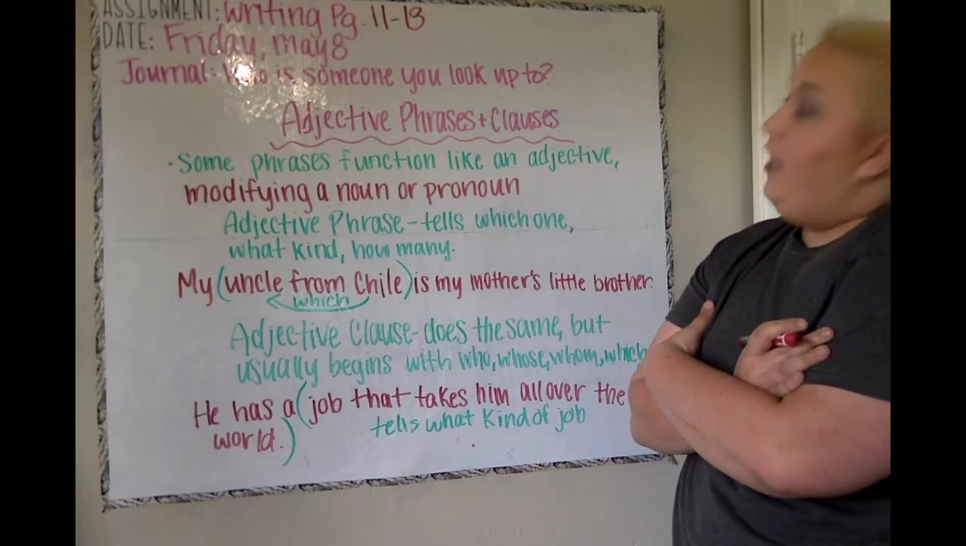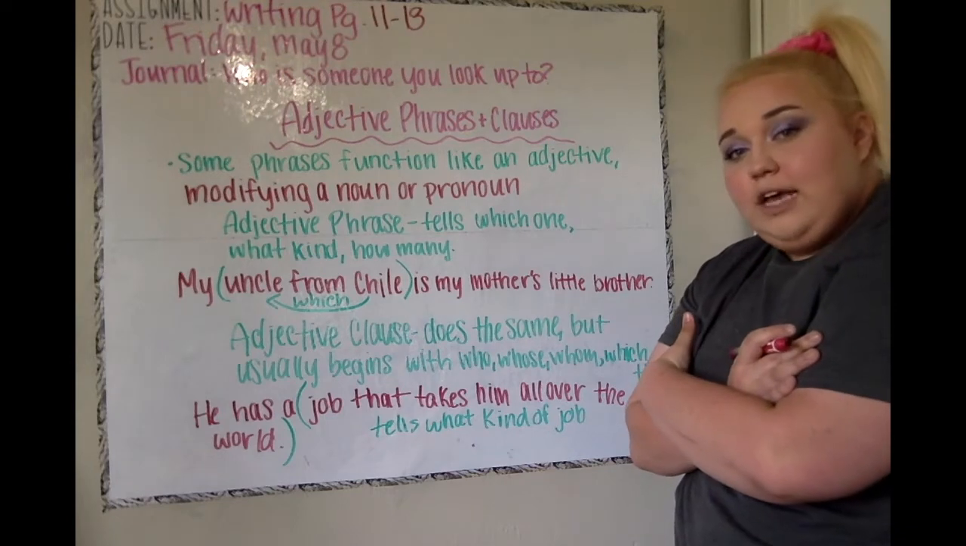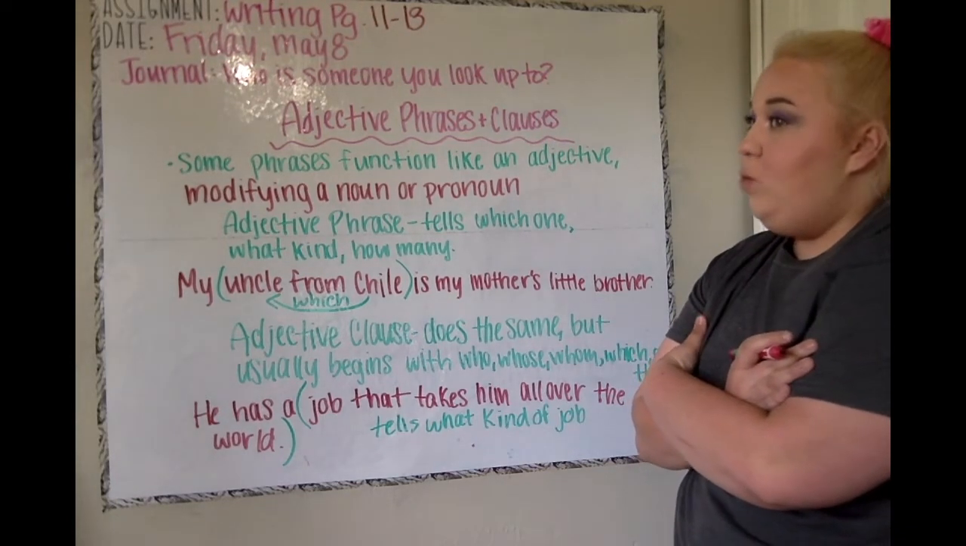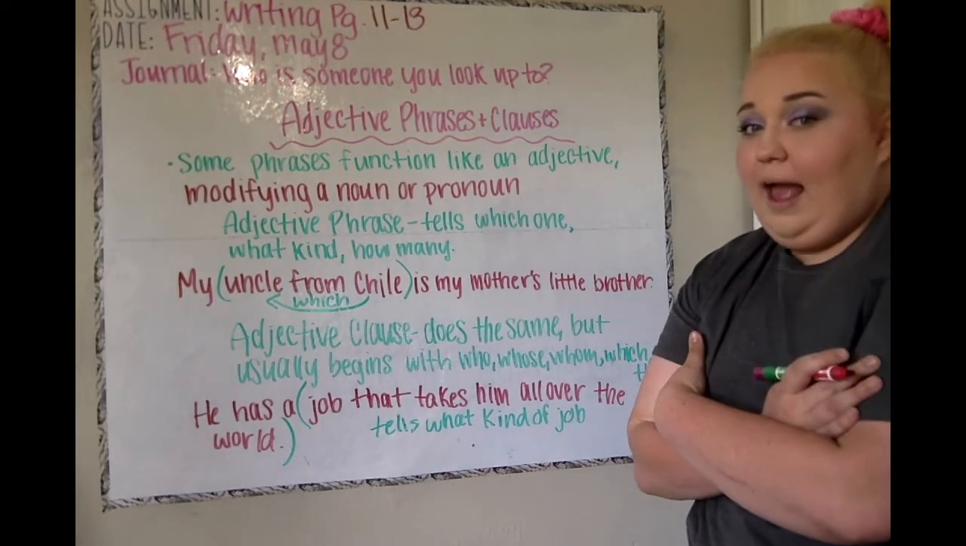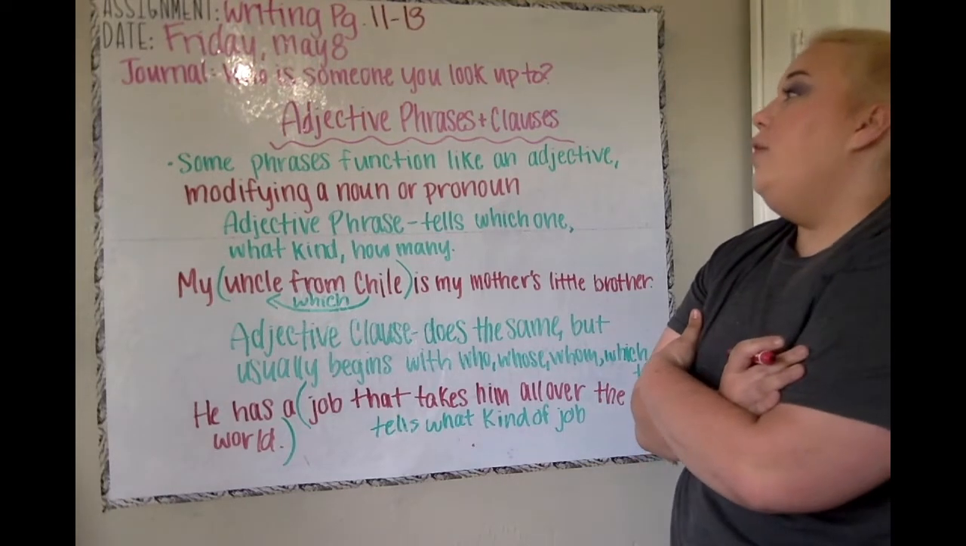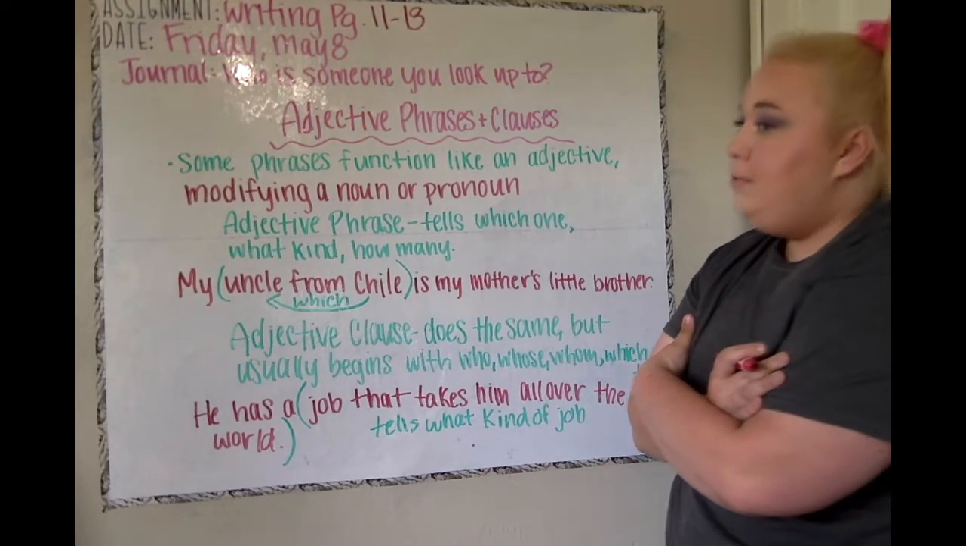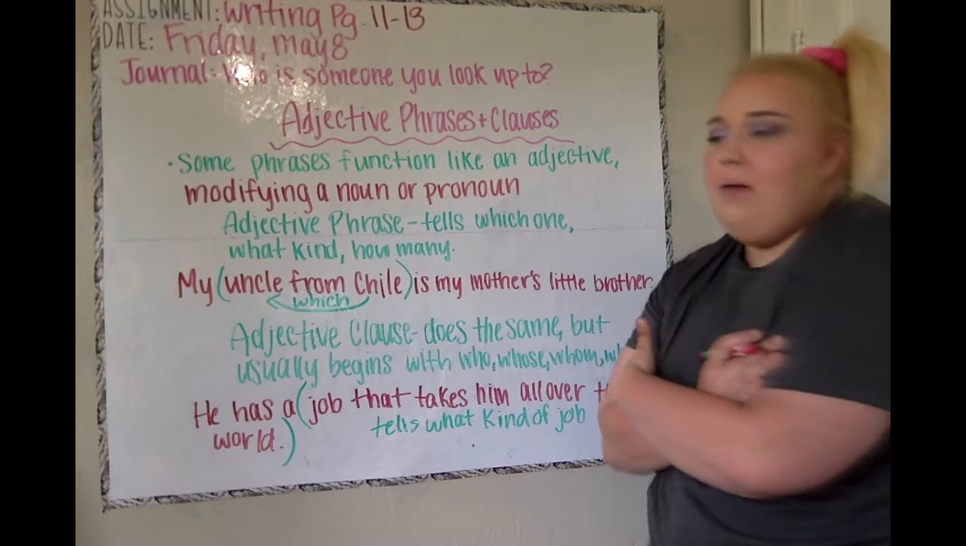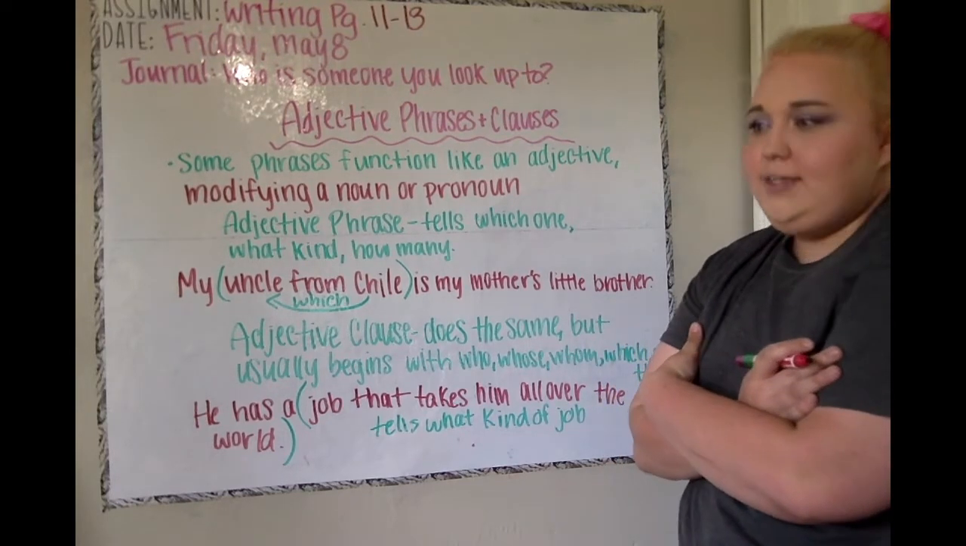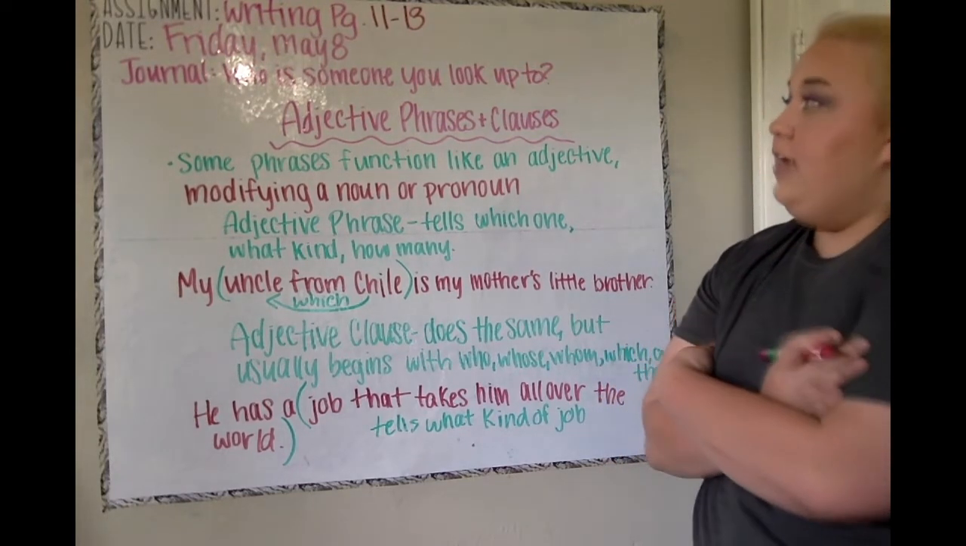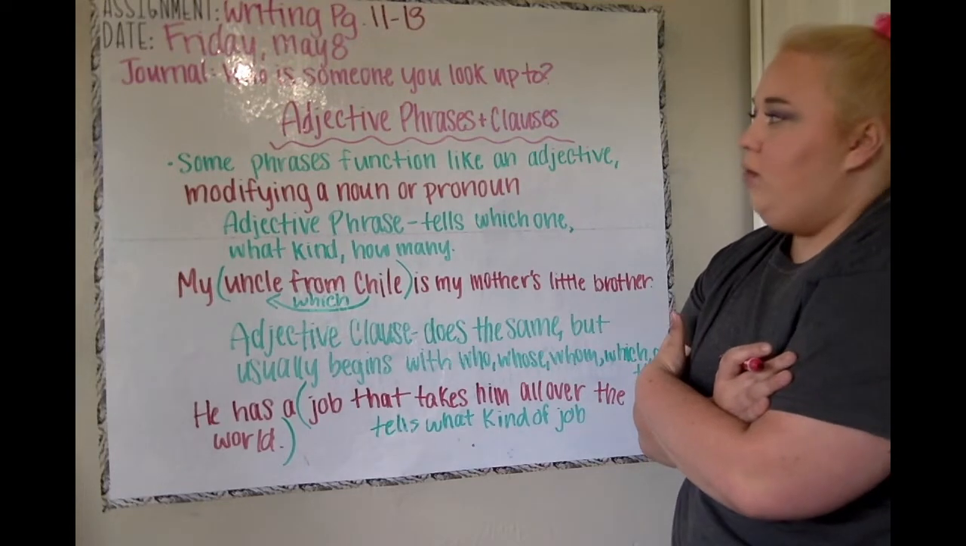So on page 11, you have a journal. Just like you did on Tuesday, you need to answer that with one paragraph. That is an independent activity. The journal says, who is someone you look up to? Why do you look up to them? Describe the person, all that kind of stuff. So just tell us someone that you look up to and why you look up to them.